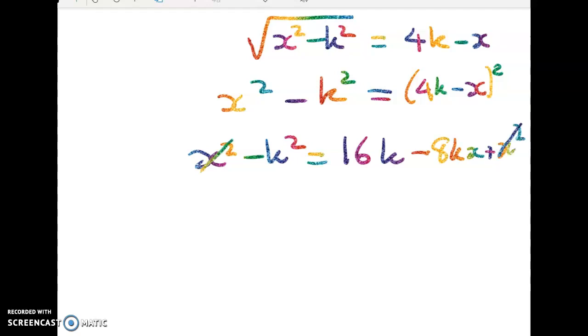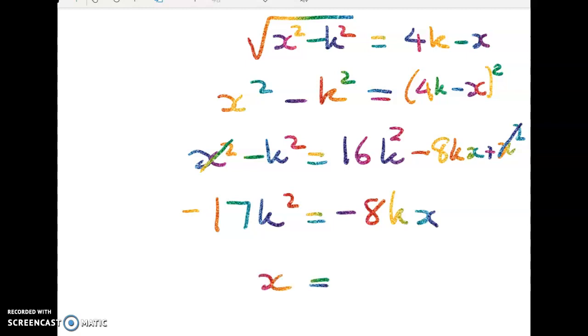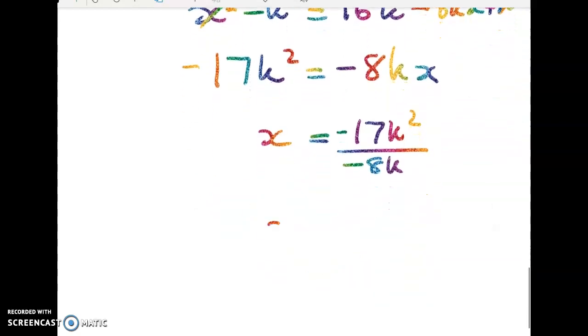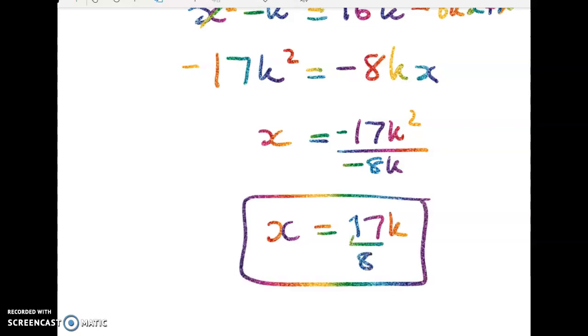There we are, minus 8kx plus x squared. Now they can go. Something's not right. That should be k squared. So we get negative 17k squared is equal to negative 8kx. x is equal to negative 17k squared over negative 8k, giving me at last x is equal to 17k over 8. So that's our final answer there.